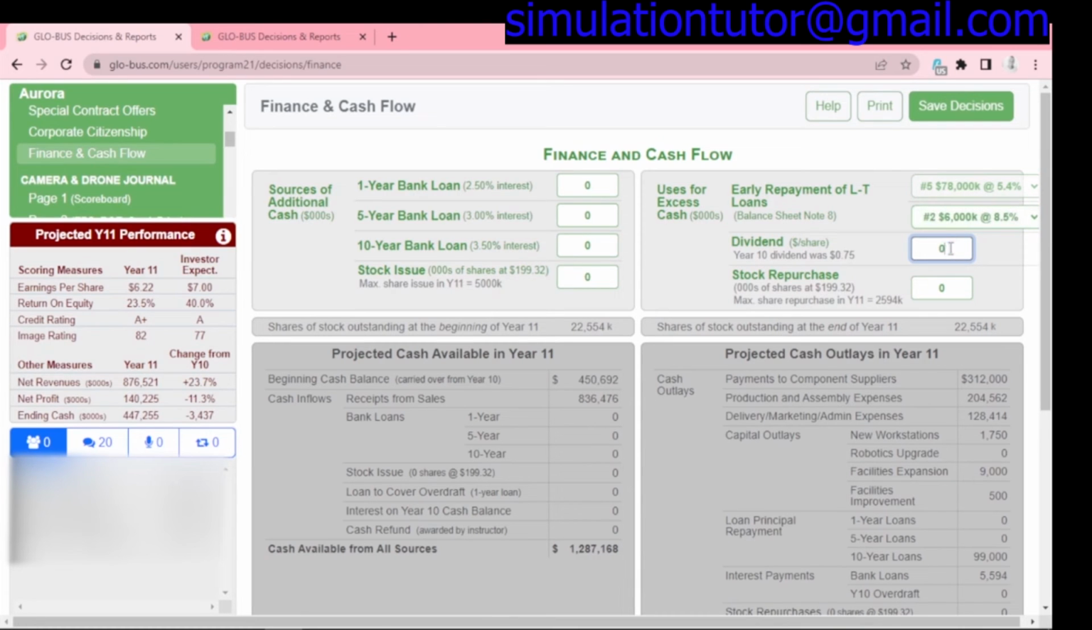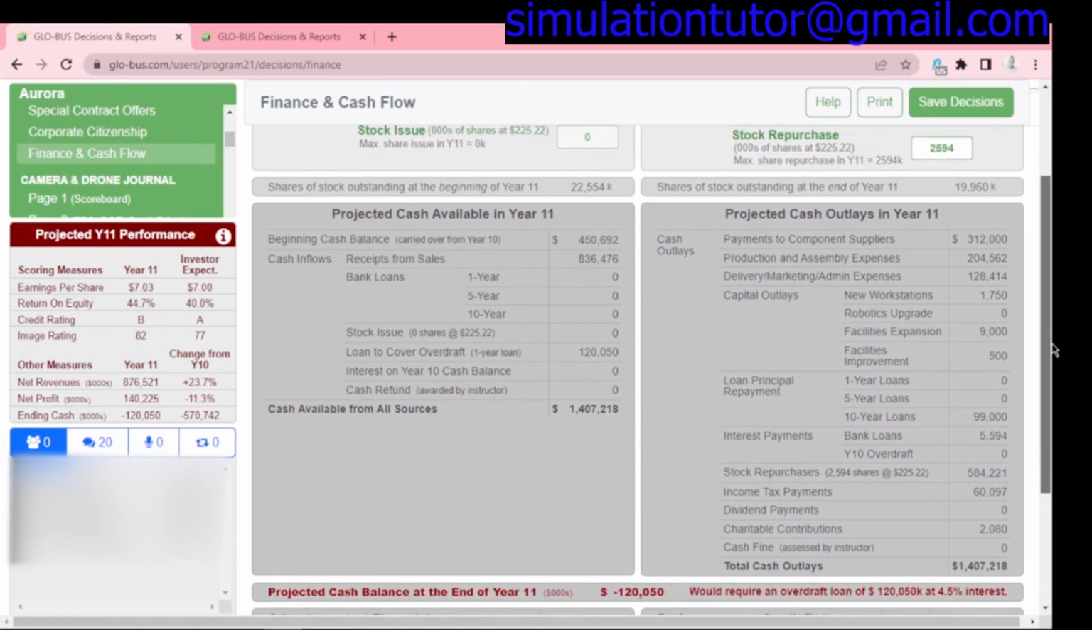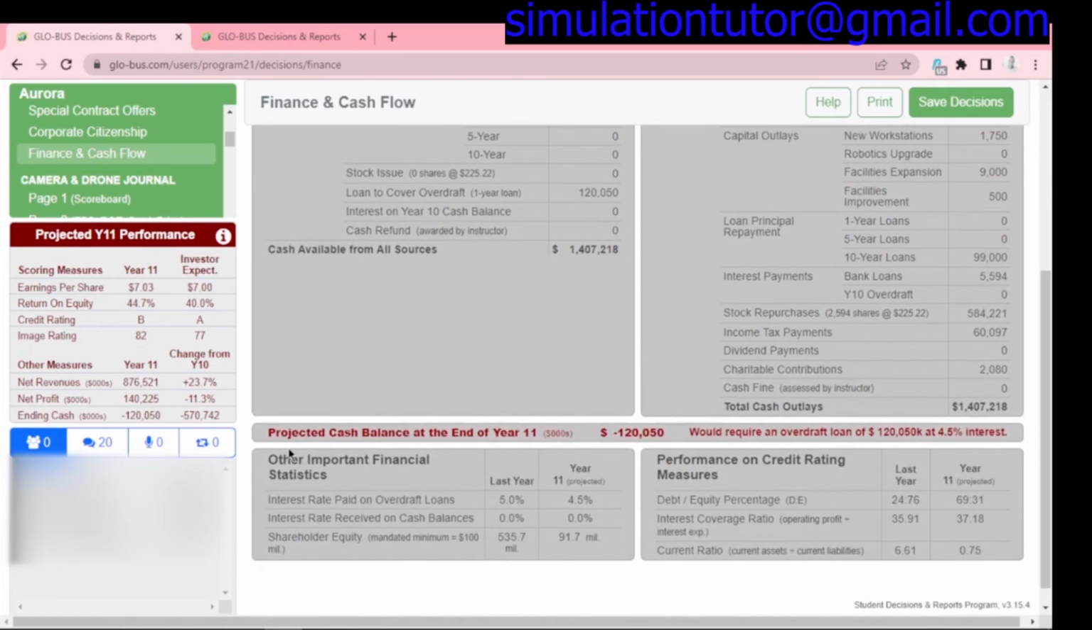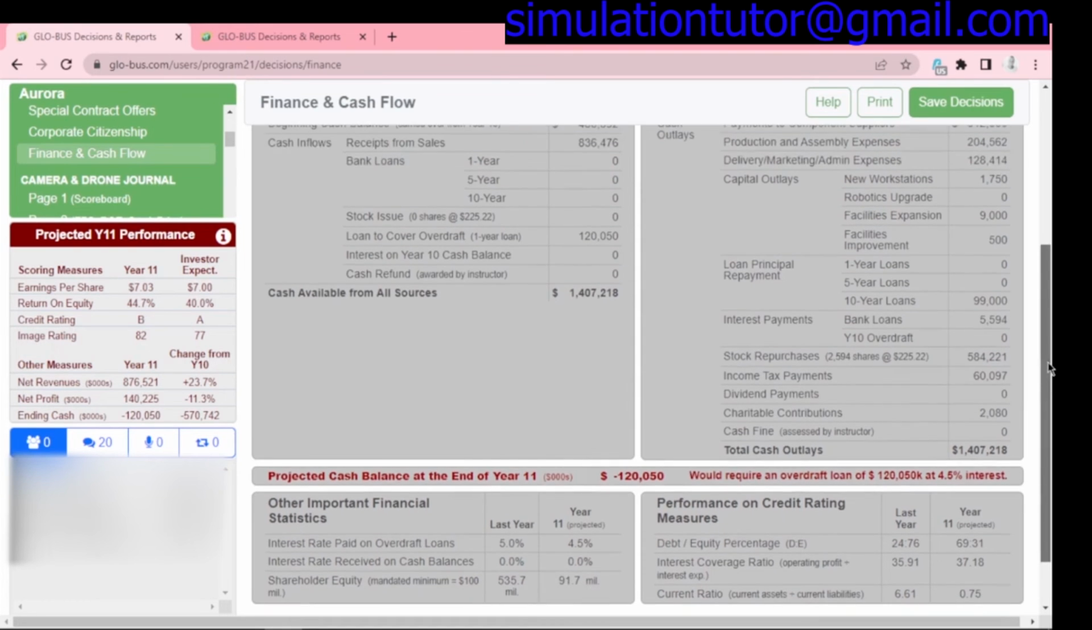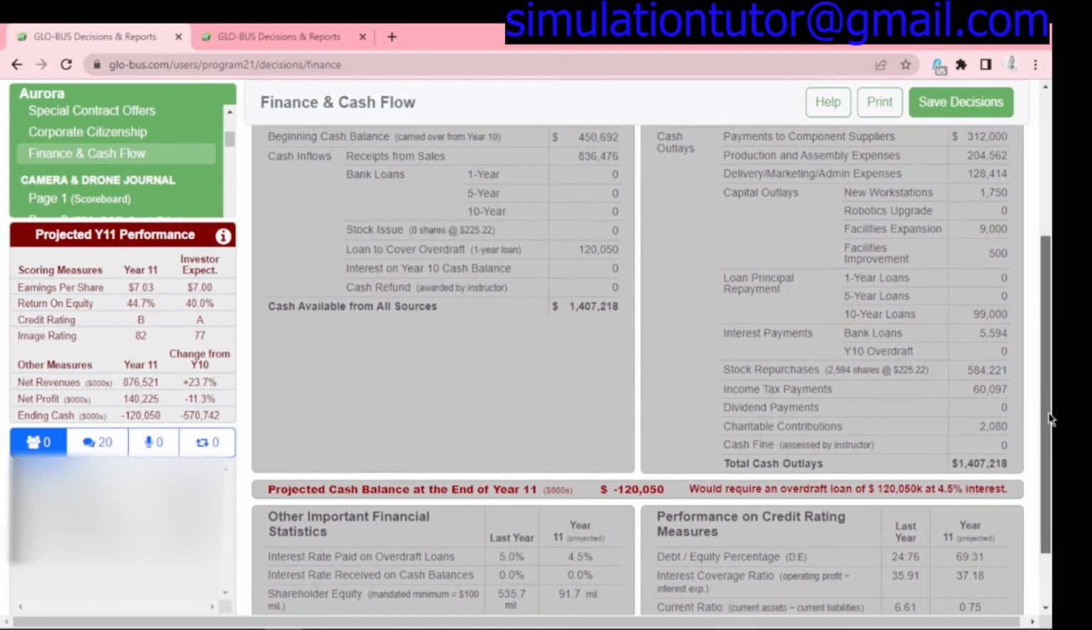I think it's too early for me to offer dividends, so instead of 0.75, I'll switch it back to 0. And then the most important thing is for me to repurchase stock. The maximum I can repurchase is 25.94. Let me input the figure and see. With purchasing stock, you can see that the projected cash balance at the end of the year is negative. I don't want to get an emergency loan, and the shareholder equity drops to about 91. So I just want to boost it up to maybe the mandated minimum of 100 million.